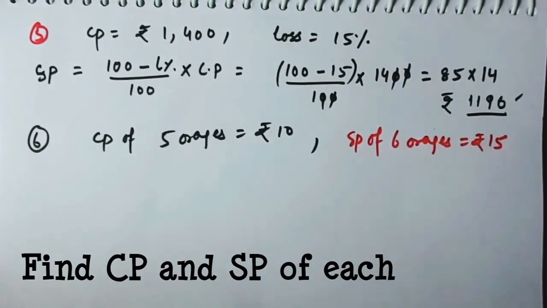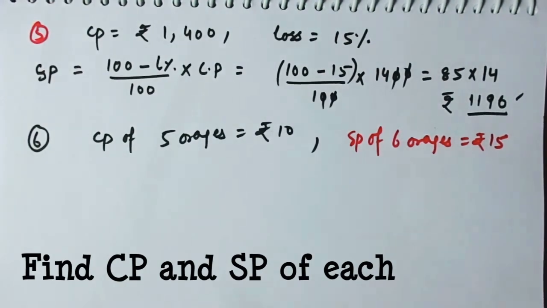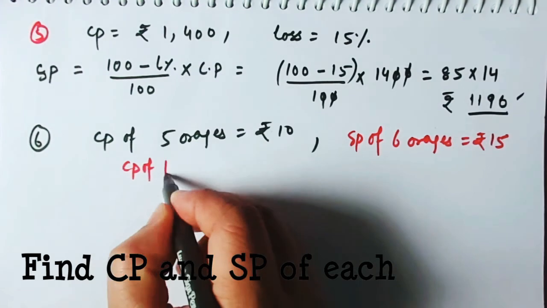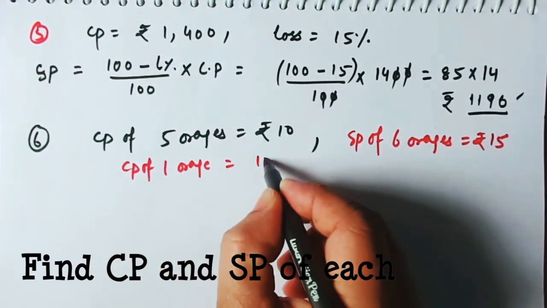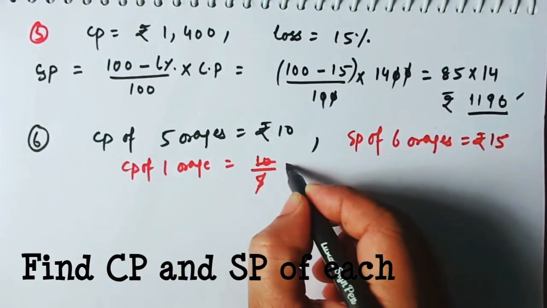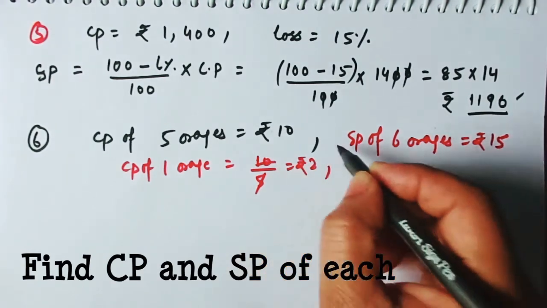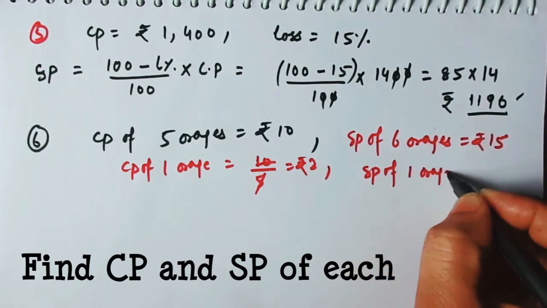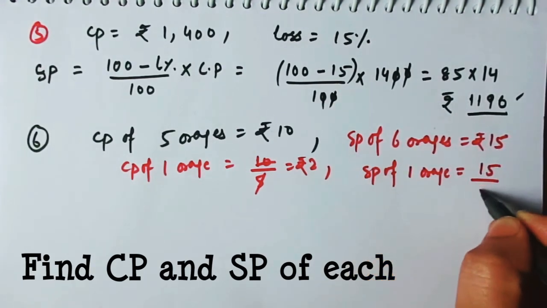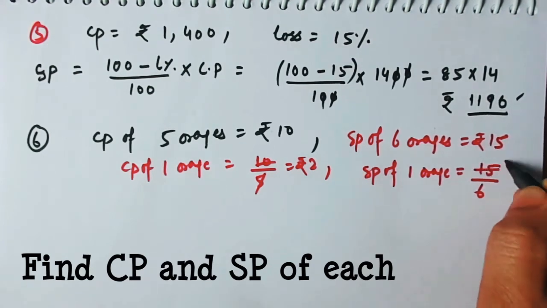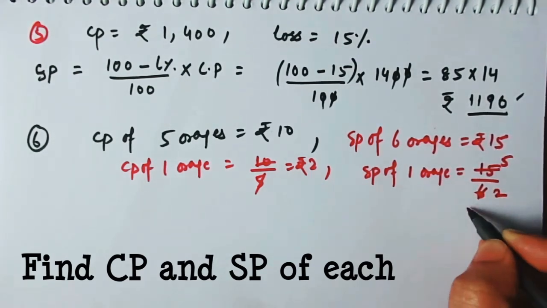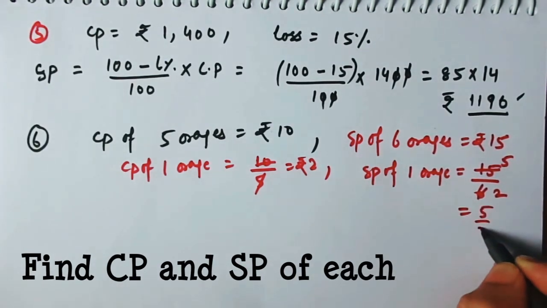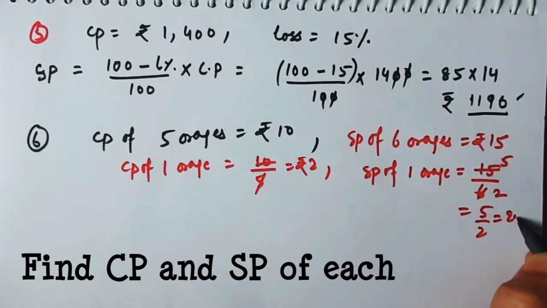So you can see that the cost price of 5 oranges is 10. Can't you find out the cost price of 1 orange? So 1 orange will be equal to 10 by 5, that is rupees 2. And what is the selling price of 1 orange? It is equal to 15 by 6. 3 5s and 3 2s, so that is 5 by 2. 5 by 2 means how much? 2.5.